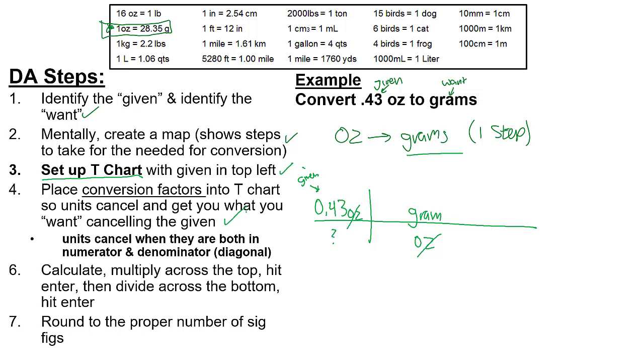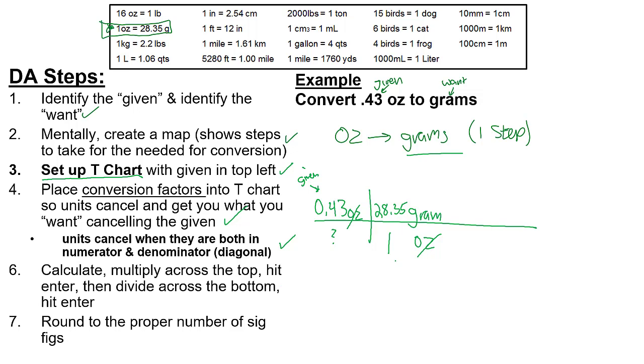Super important. If you take a closer look at your map and your T-chart, you're going to notice that the way you have your map written will also match the units that are in the top 2 windows of your T-chart, keeping you organized. Now all that's left is to put the numbers in. Well, we know that every 1 ounce is 28.35 grams.